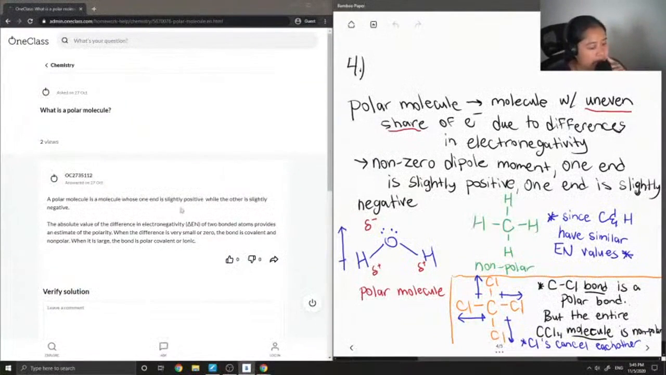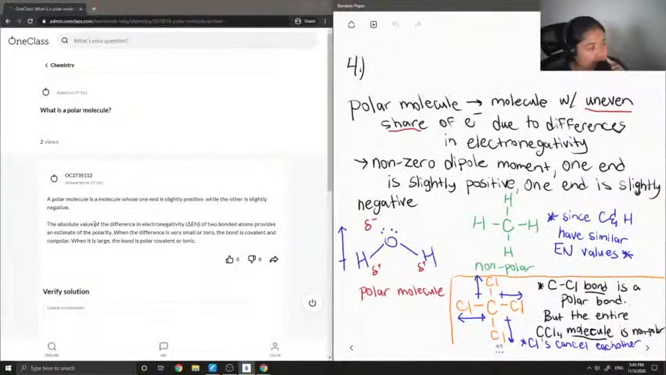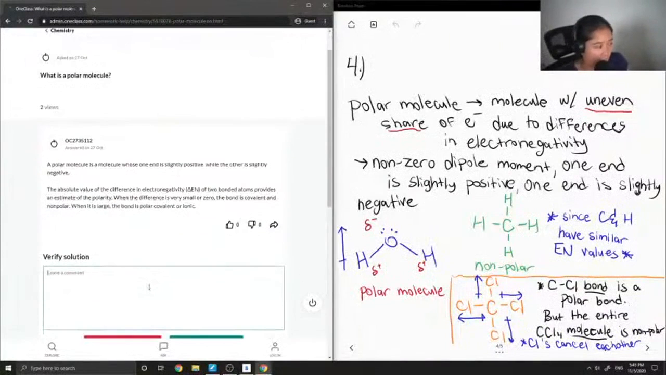Let's see what the junior tutor said. A polar molecule is a molecule whose one end is slightly positive while the other is slightly negative. The absolute value of the difference in electronegativity of two bonded atoms provides an estimate of polarity. When the difference is very small or zero, the bond is covalent and nonpolar. When it is large, the bond is polar covalent or ionic. So I'm also going to add that this solution is correct.